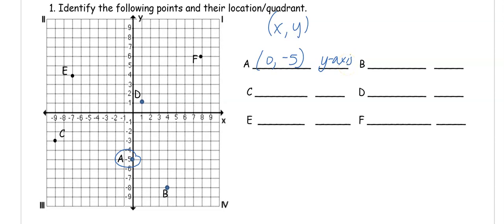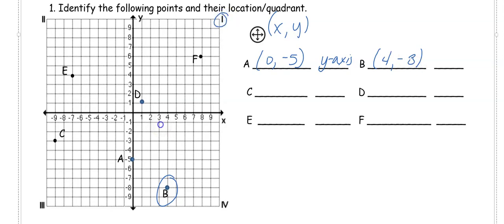Okay, so let's take a look at B. B is right here. We went 4 to the right, which is a positive 4, and we went down 8, so it's negative 8. If you remember the quadrants, this is 1, 2, 3, 4, moving counterclockwise, and you must use the Roman numeral. So this would be 4.